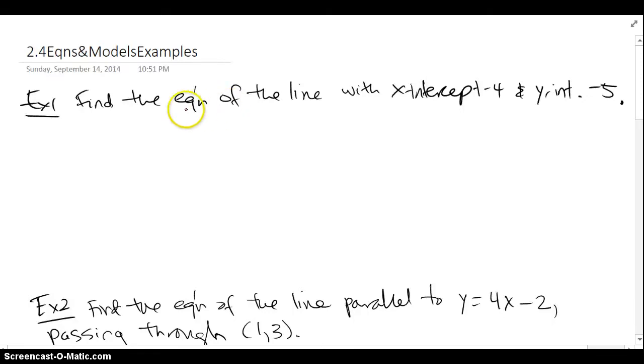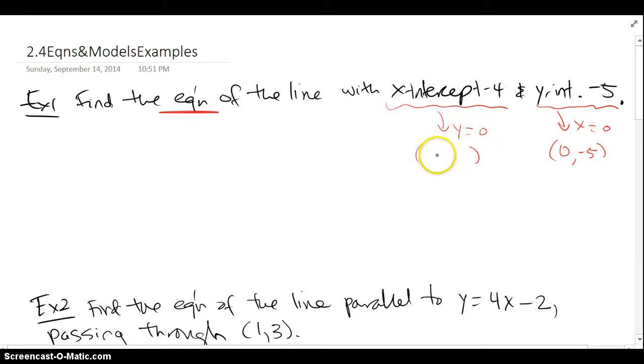Find the equation of the line with x-intercept -4 and y-intercept -5. So remember what x and y-intercepts are. Y-intercept is when x is 0, so that's going to be the ordered pair (0, -5). And x-intercept is when y is equal to 0. That's always the case. So y is 0 and x is -4. So in other words, I have to find the equation of the line going through these two ordered pairs.